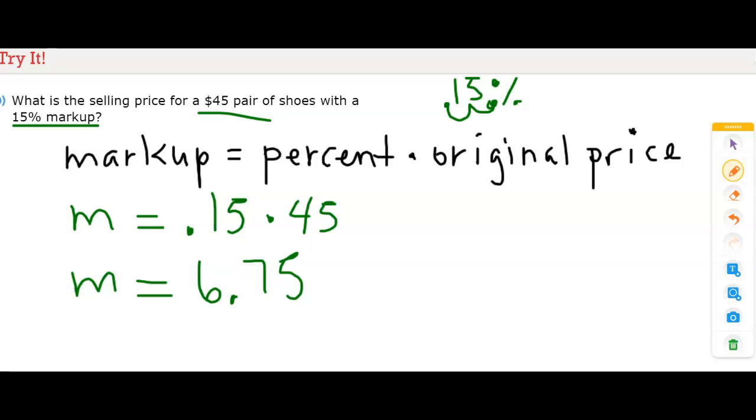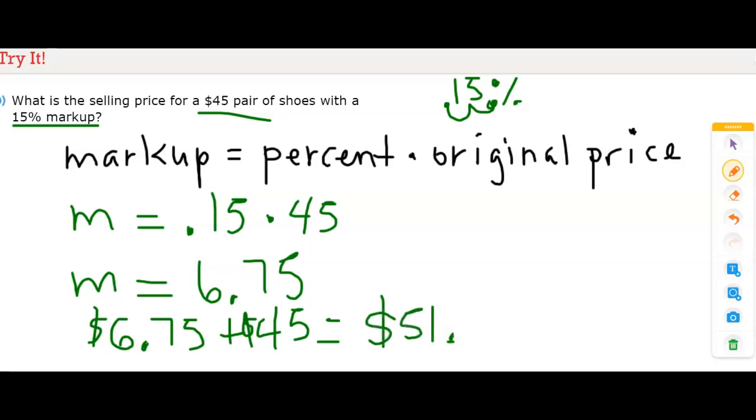So that's $6.75. So now we take that markup of $6.75 and add it to the original cost of the shoes, and we get $51.75 as the selling price, including the markup of these shoes.